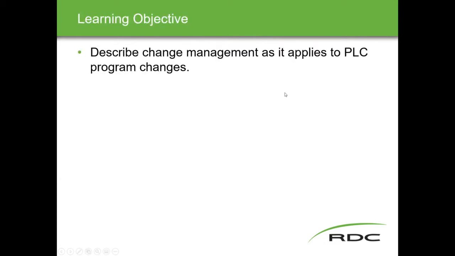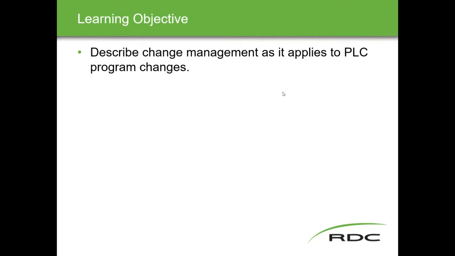Objective 6, describe change management as it applies to PLC program changes. So change management is basically the process of documenting any activities that relate to the PLC program itself. If you come in on Monday morning and the operator says, oh, we've got an issue, we tried starting this motor 5,000 times and now we're locked out, can you change it so that we can try to start the motor 10,000 times? You want to document it, right?